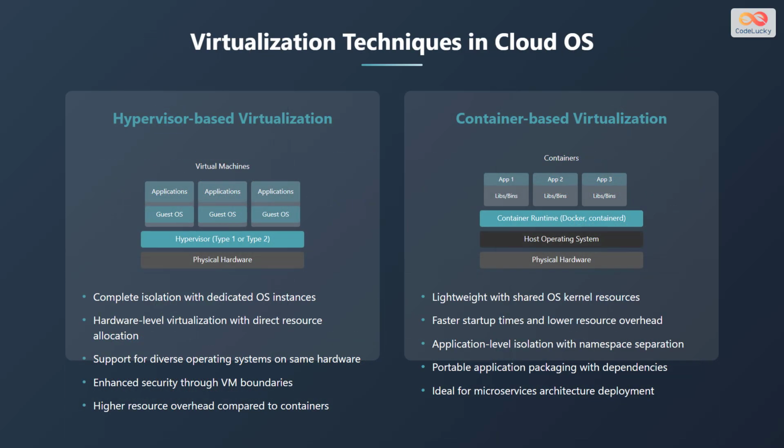Now, we will discuss virtualization techniques in cloud operating systems. First, hypervisor-based virtualization involves complete isolation with dedicated operating system instances, hardware-level virtualization with direct resource allocation, support for diverse operating systems on the same hardware, enhanced security through virtual machine boundaries, and higher resource overhead compared to containers. Second, container-based virtualization is lightweight with shared operating system kernel resources, faster startup times and lower resource overhead, application-level isolation with namespace separation, portable application packaging with dependencies, and it is ideal for microservices architecture deployment.